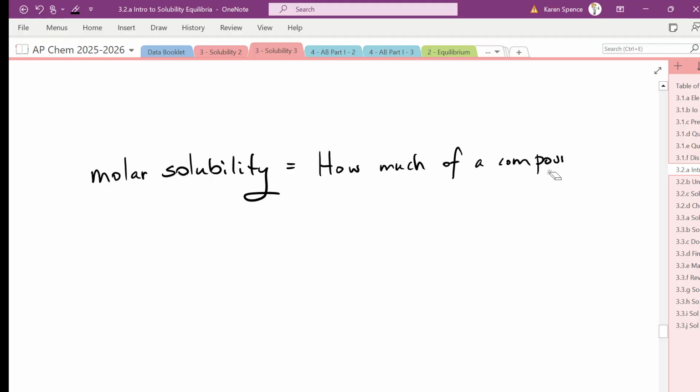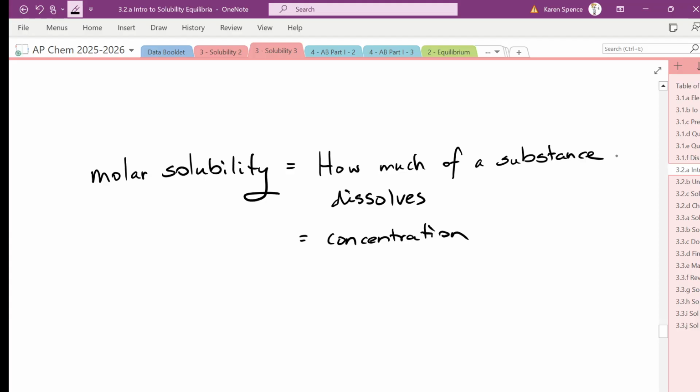I should say substance, not compound. What is another way to say how much dissolves? Concentration. Now, there's a little bit more to it than that, in that it is how much of a substance can dissolve, which means that we are looking at the maximum concentration. Does that make sense?